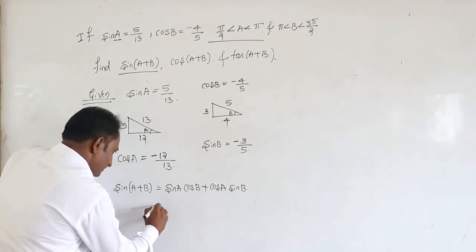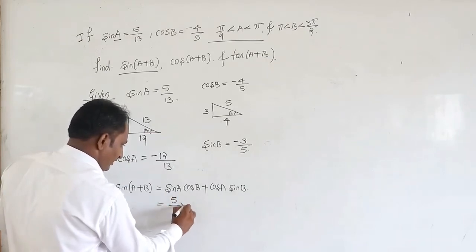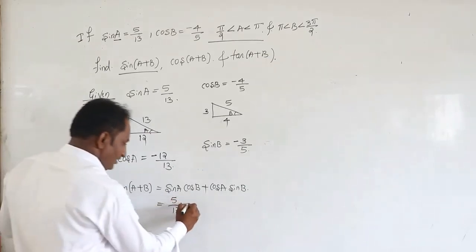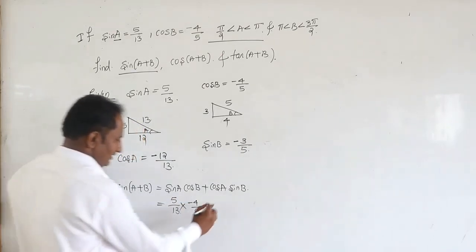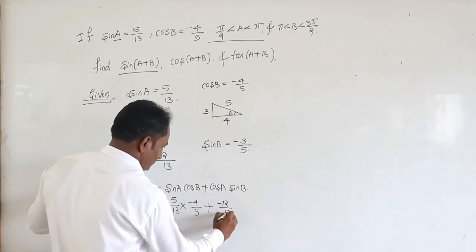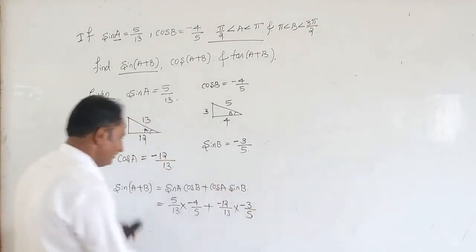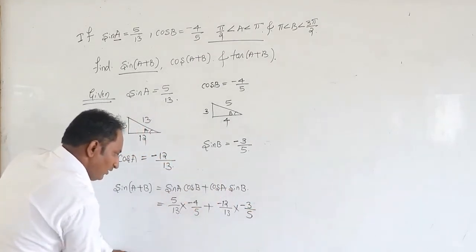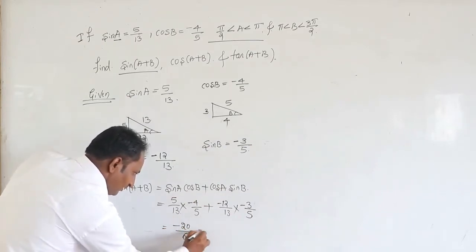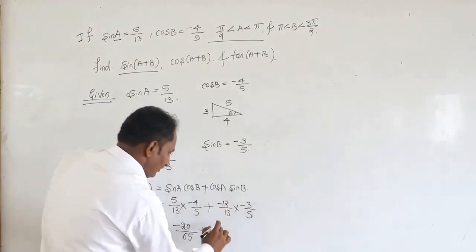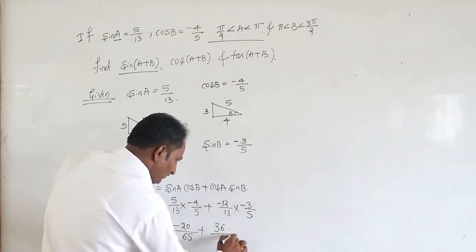That implies sin A value is 5 by 13 into cos B value minus 4 divided by 5, plus cos A value minus 12 divided by 13 into sin B value minus 3 divided by 5. Then 5 into 4, 20. That value is minus 20 divided by 65 plus, here minus of minus is plus, 36 divided by 65.